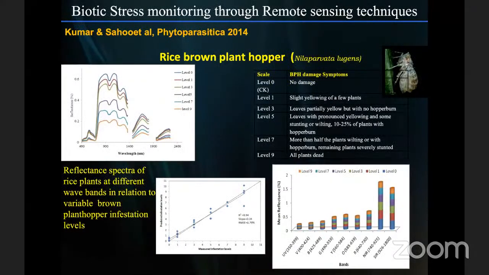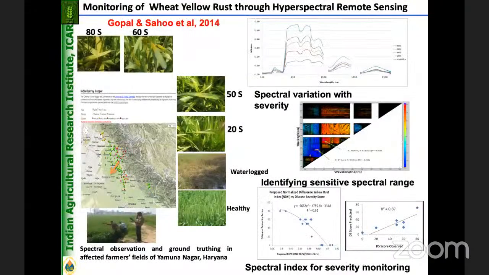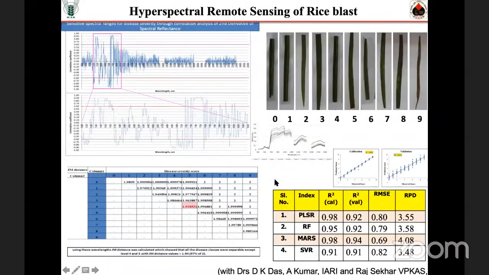The same goes for pests and diseases. You must have heard there are many startup companies, Plantix and many others, who are using AI techniques simply by capturing the image. They are able to say what kind of pest and disease it is. But of course, here we are not using simply RGB. We are using hyperspectral data, how the spectral signatures behave with respect to different stress levels, and you are able to capture them and predict whether rice brown plant hopper can be predicted, and if it is, what the severity level is, so you can go for management. The same also for yellow rust, which we did long back, and last year we did it with rice blast.